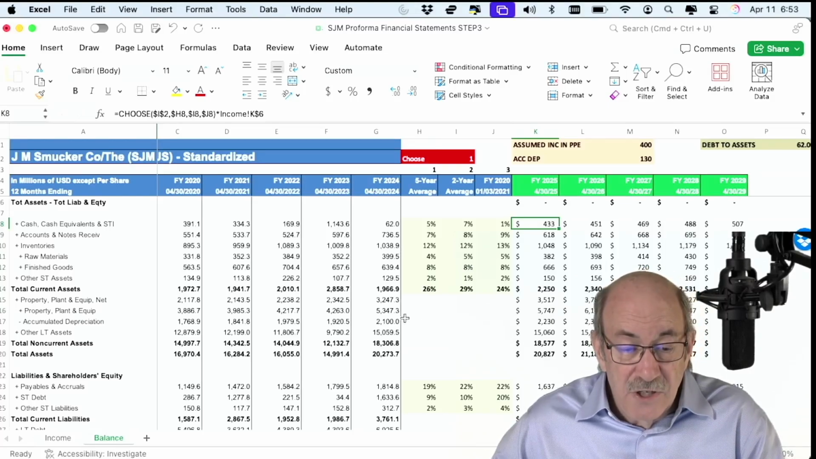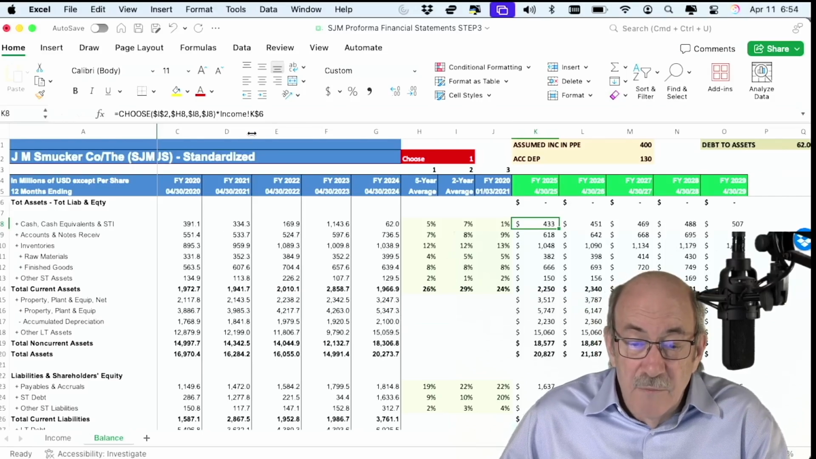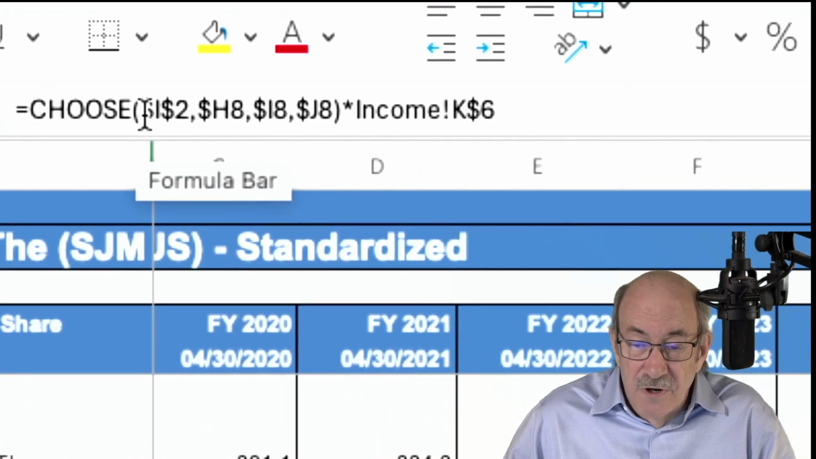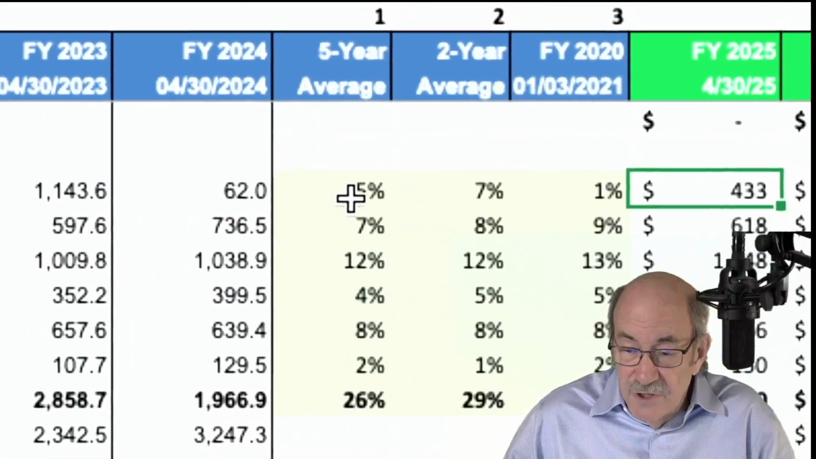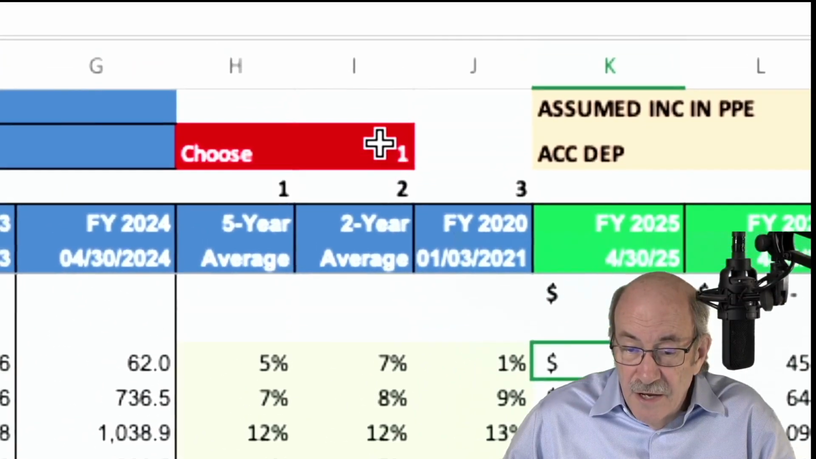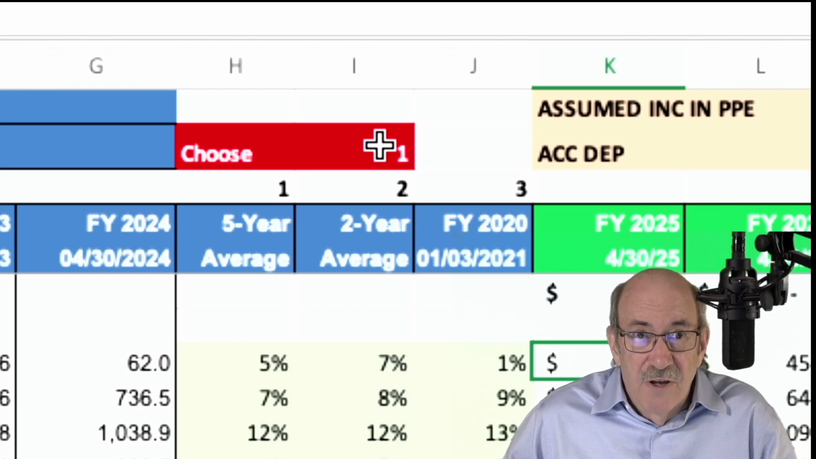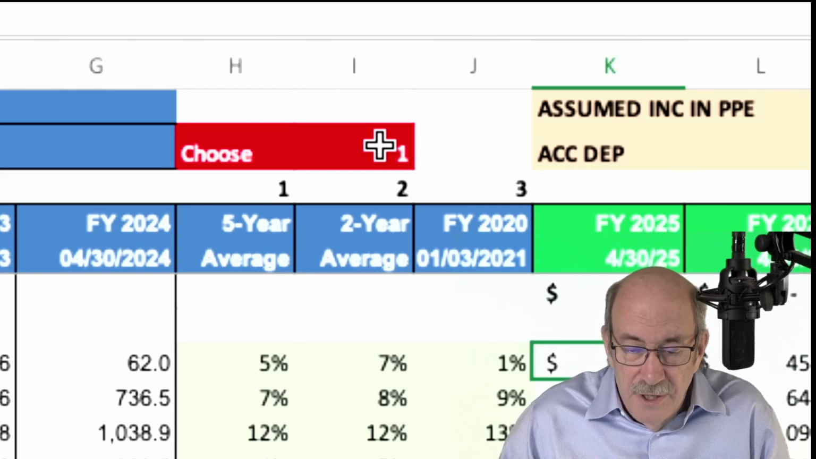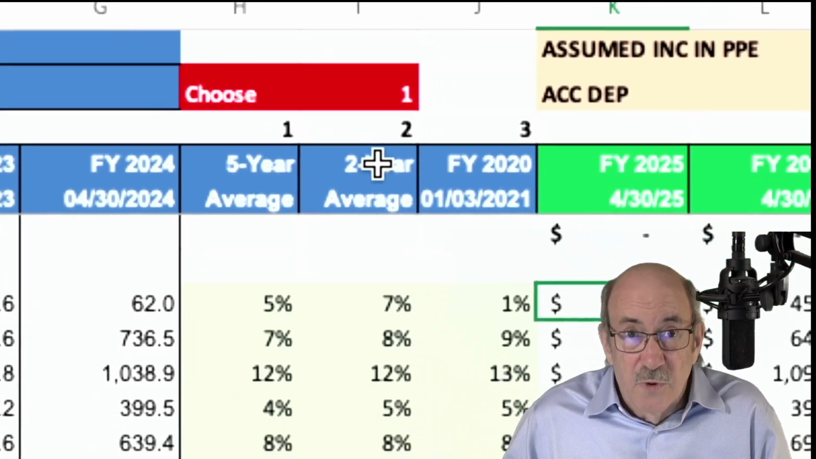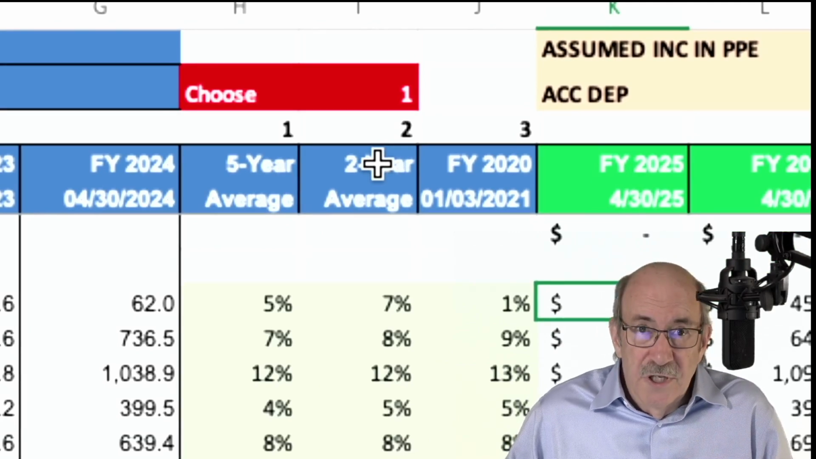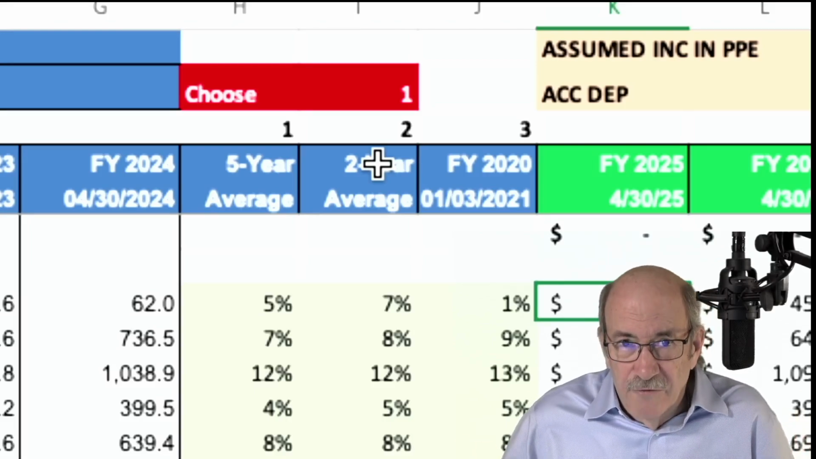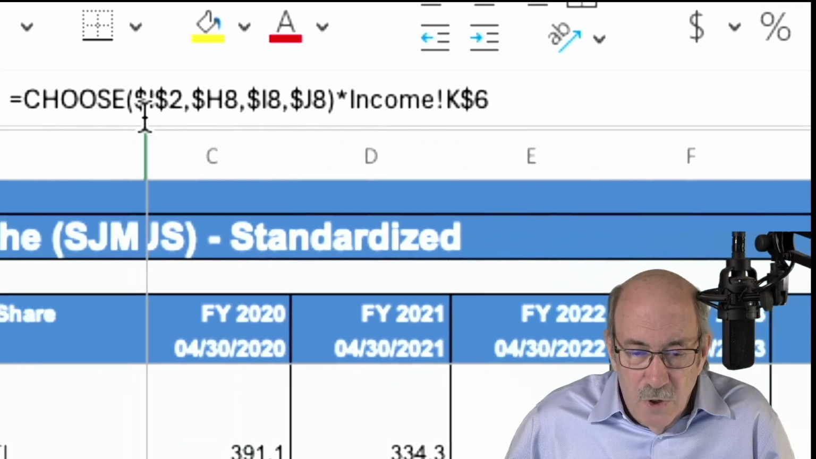And we've got cash and cash equivalents. Again, I'm using this choose function. It's the same sort of thing. I'm referencing these cells, and I have actually allowed myself to change the percent of revenue on the balance sheet separately from the income statement. So on this one I could pick the 2-year or the most recent year, and on the income statement I could still have the 5-year. Just a little more flexibility, but not a requirement.